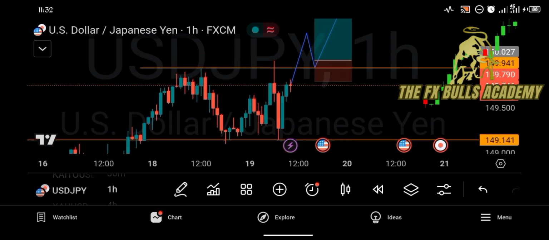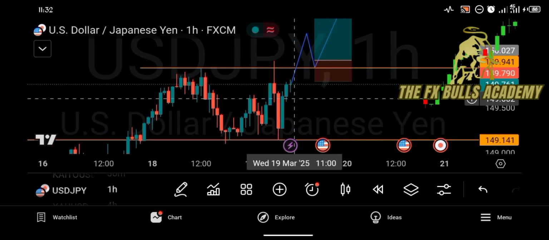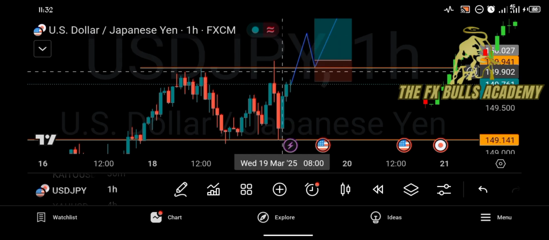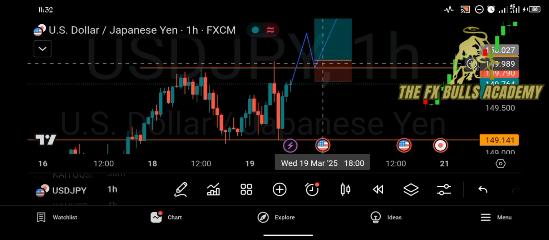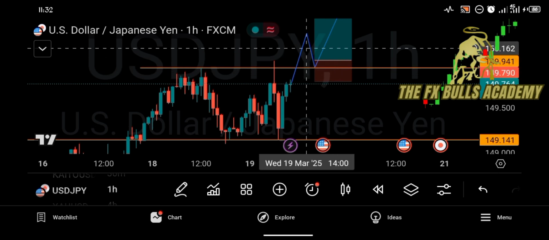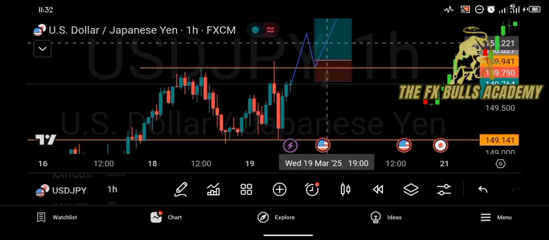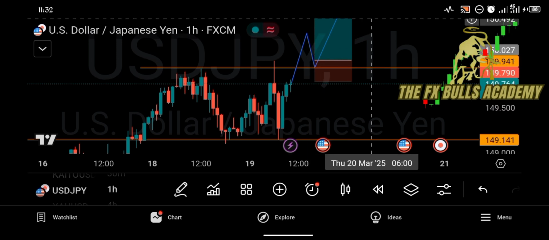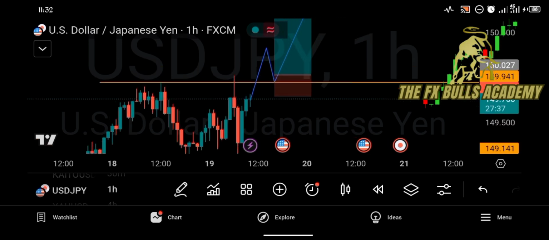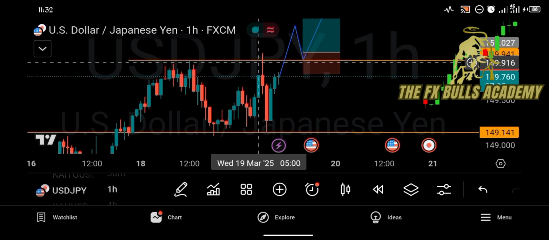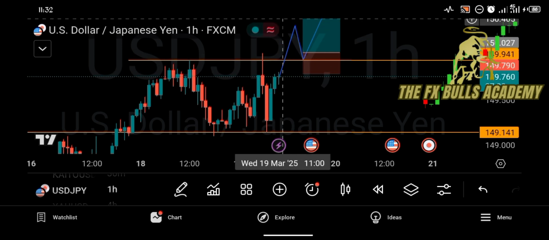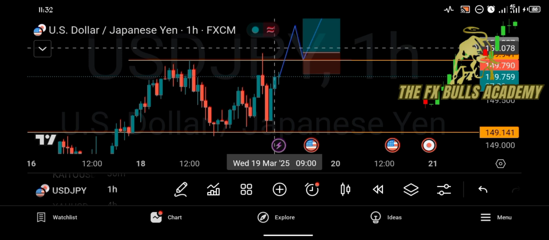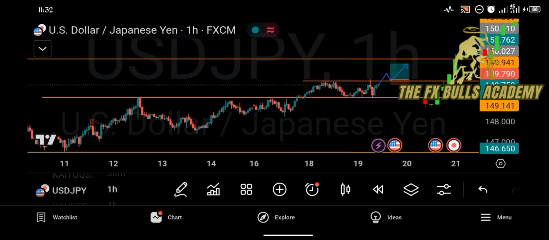What I'll be expecting on USDJPY is a breakout of the resistance. If price has broken out of the resistance, then I'll be waiting for the retest. If I see the retest, then I'll be buying to the upside. And note, the price might not break out, but let's see what will happen. But I'm sure the price will break out because we're in an uptrend.